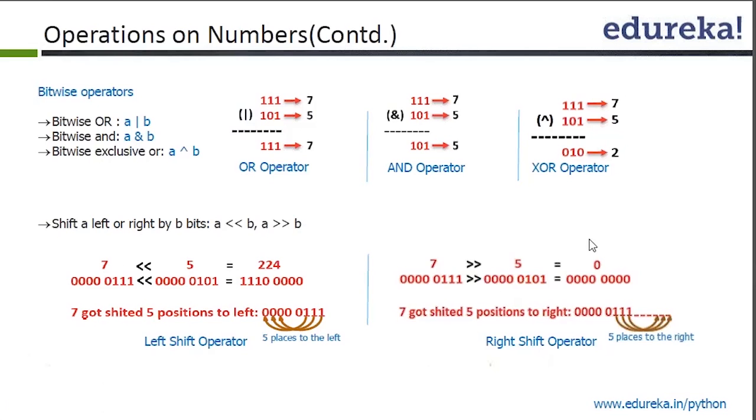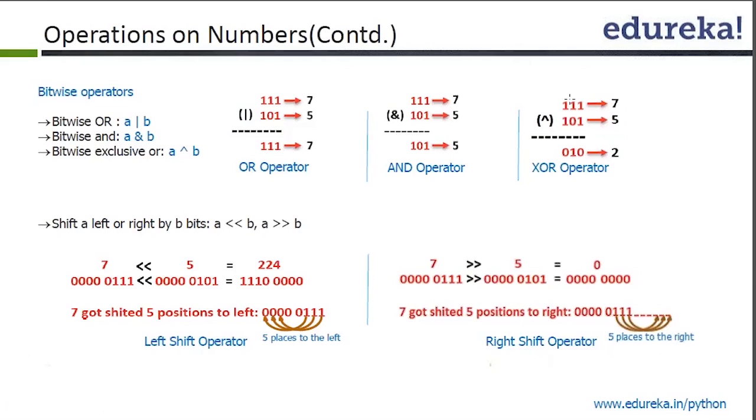Okay. Operations on numbers. This is easy. It's not difficult, but let's go through it. 7 or 5: this 7 is converted into bits. That's 1, 2, 4, and this becomes 7, and 1, 2, 4 is equal to 5. So 1 or 1 is 1, 1 or 0 is 1, 1 or 1 is 1. So this becomes 7. This is bitwise OR. Bitwise AND is again similar. 1 and 1 is 1, 1 and 0 is 0, 1 and 1 is 1. So 7 and 5 becomes 5, 7 or 5 becomes 7.